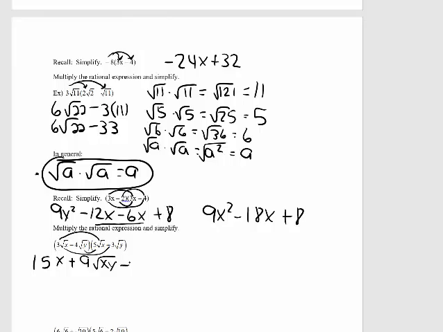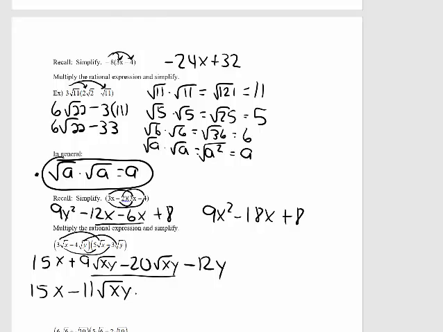Negative 4 times 5 is negative 20. Square root of y times square root of x is the square root of xy. Negative 4 times 3 is negative 12. Square root of y times square root of y is y. Again, we're going back to this general rule. Combine like terms. There are no other like terms or like radicals. We're done here.